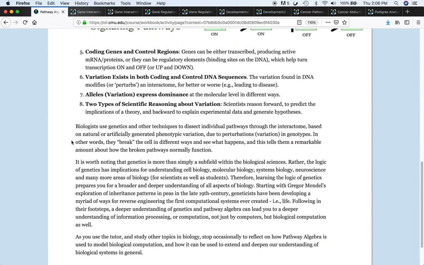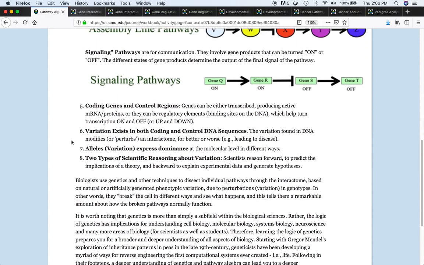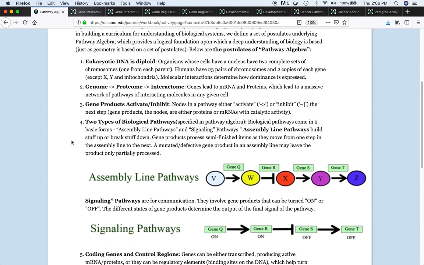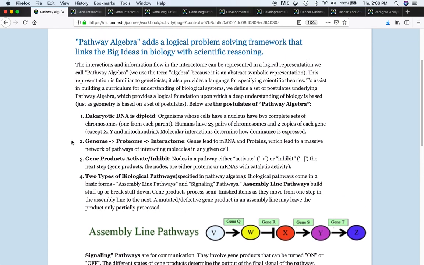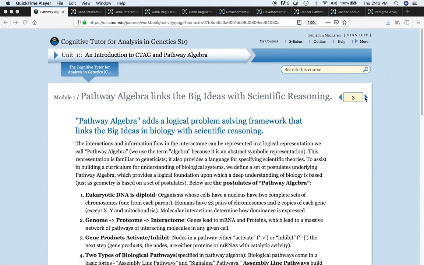So again, as I said, as the students use the tutor, these ideas which seem overwhelmingly abstract and complex will come to make far more sense, and students will learn to see this model of pathway algebra as a very, very general and transferable way of viewing living systems.